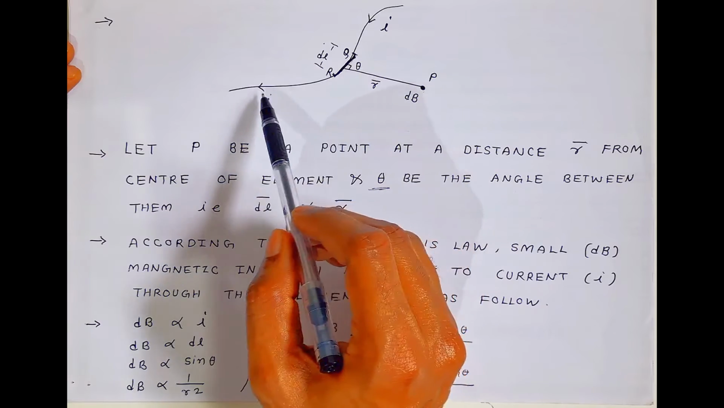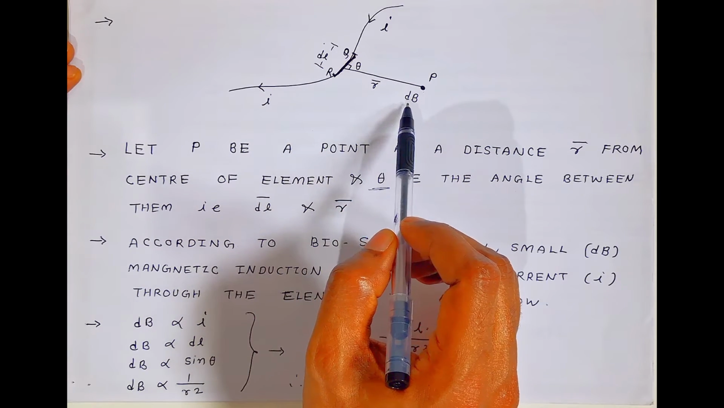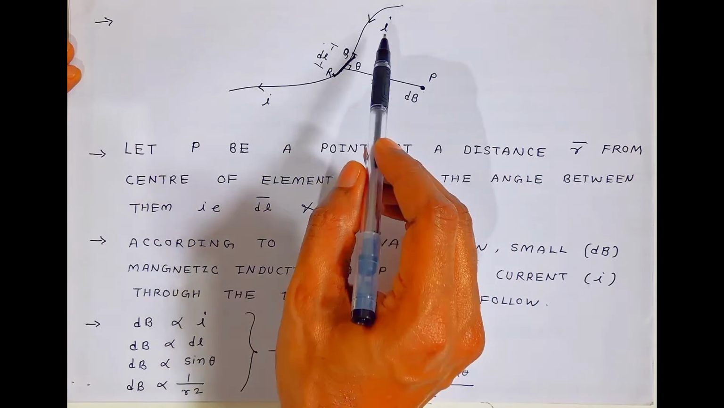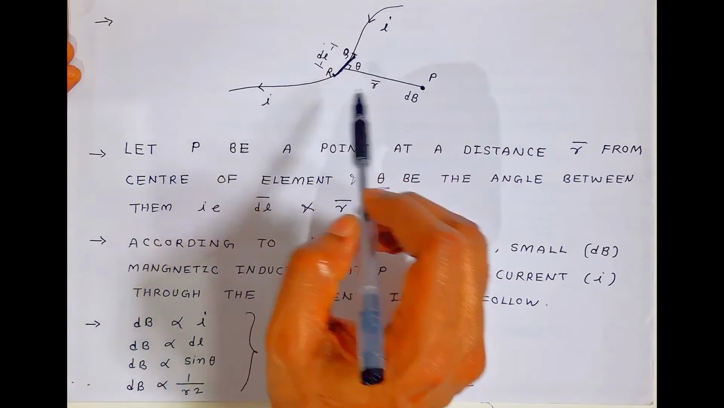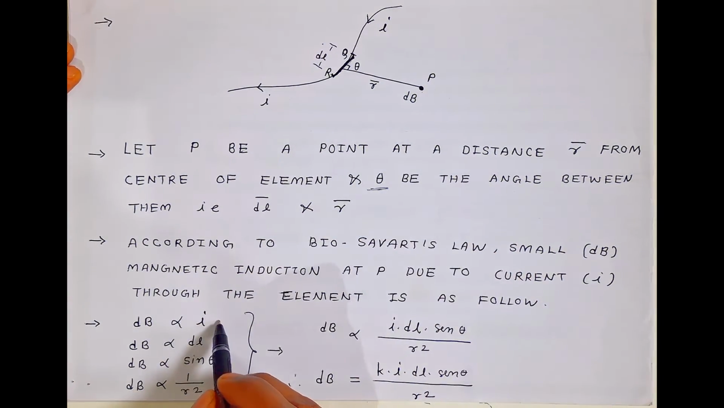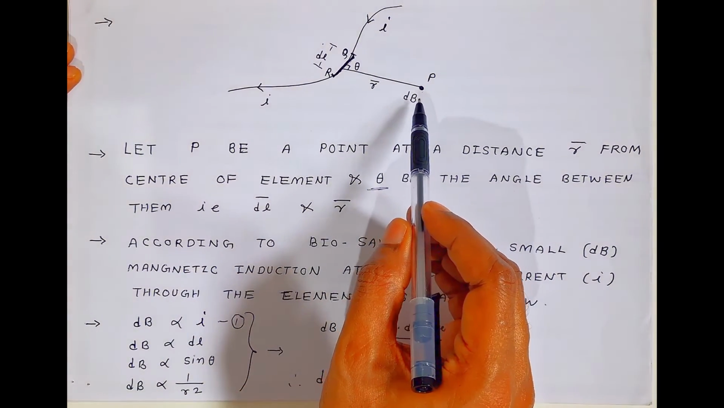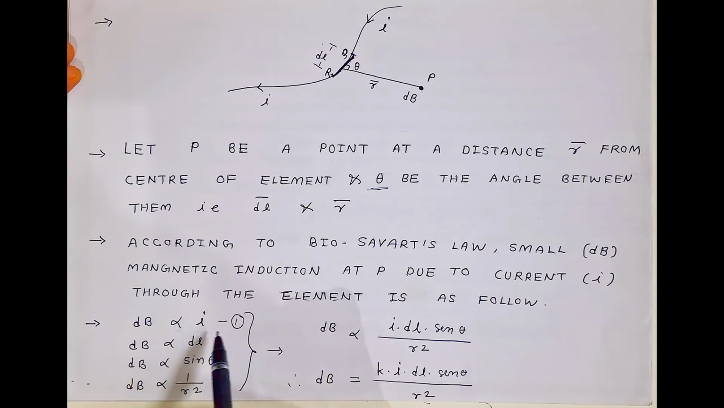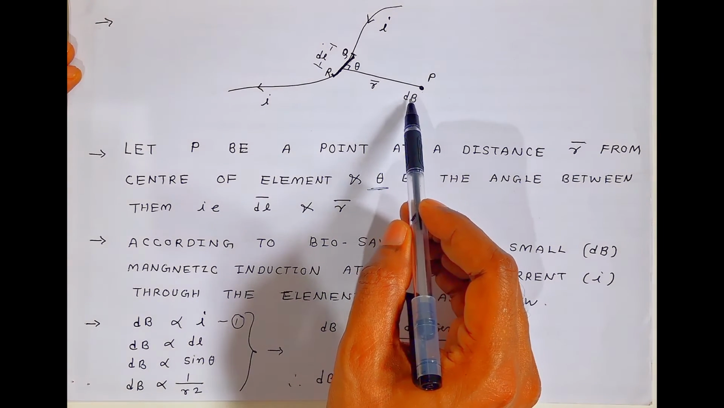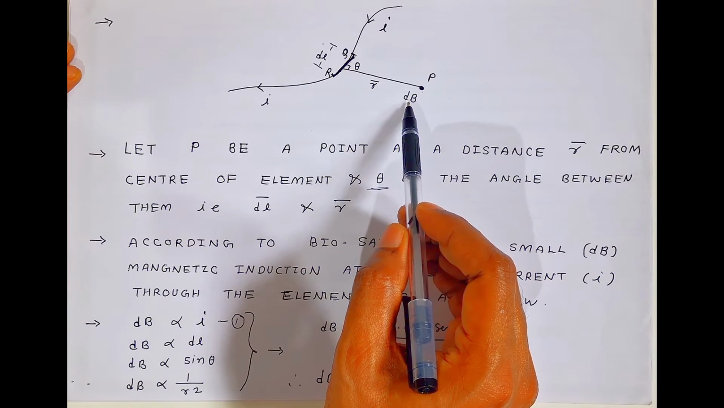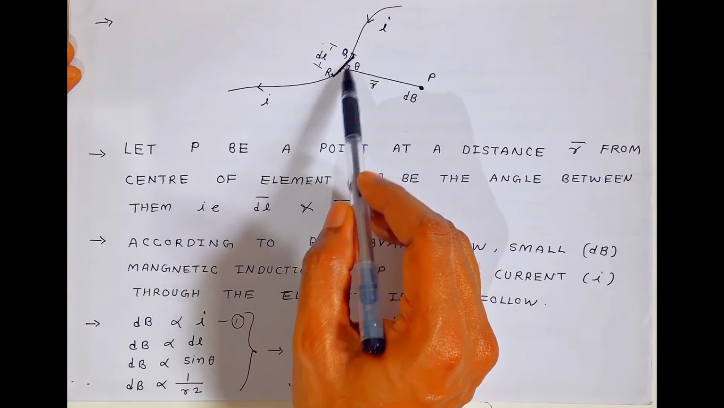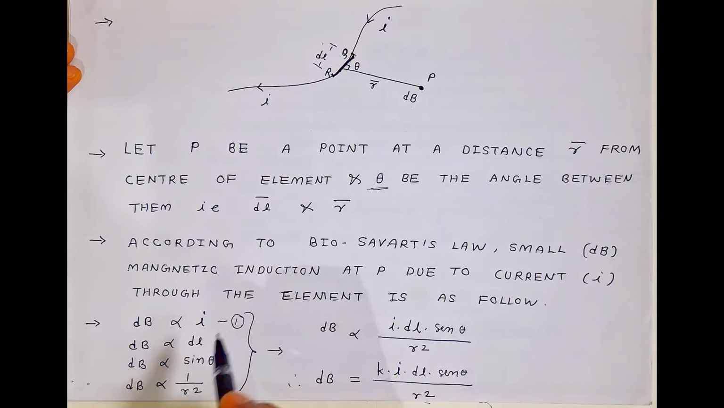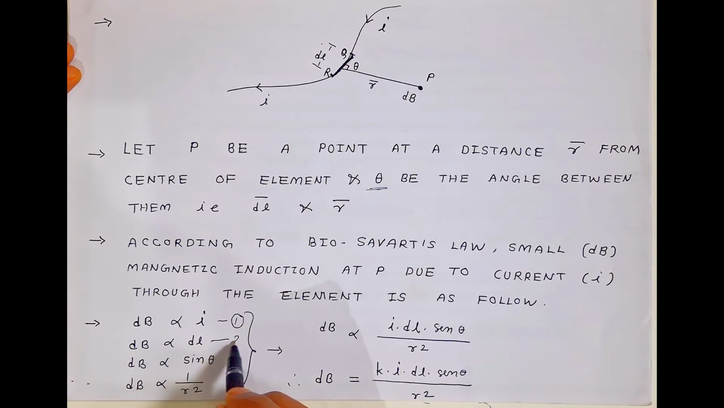So students, when current passes through this wire, it produces a small magnetic induction, which we have shown with a small dB. It is directly proportional to the amount of current passing through the wire, so dB is directly proportional to I. As the current increases, magnetic induction also increases. Magnetic induction is also directly proportional to the length: as the length of this element increases, magnetic induction increases. So dB is directly proportional to dl.